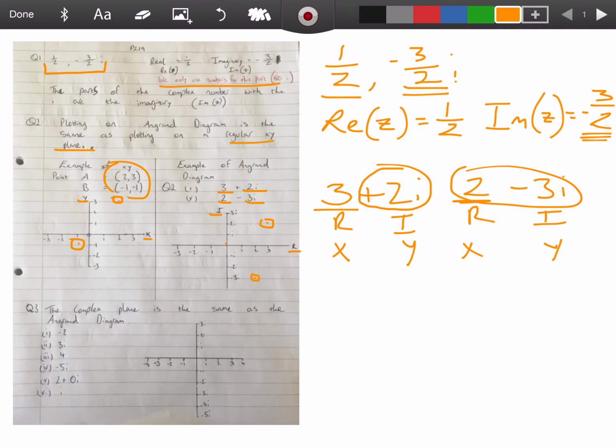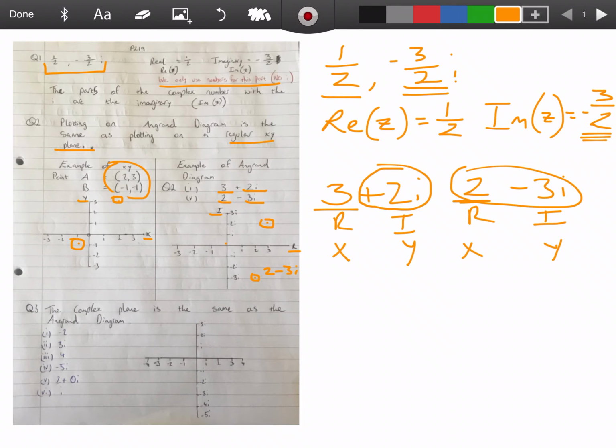Alright, so that's plotting those points, and usually you'd name them. They'd be named, or you could write what's beside them. So for example, you could write 2 minus 3i there, just so you know what that point is. Okay, so that's question 2 done. I've done 2 examples there. Hopefully you'll be able to follow that to use the rest.